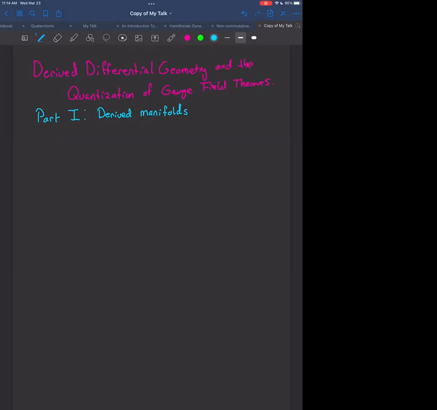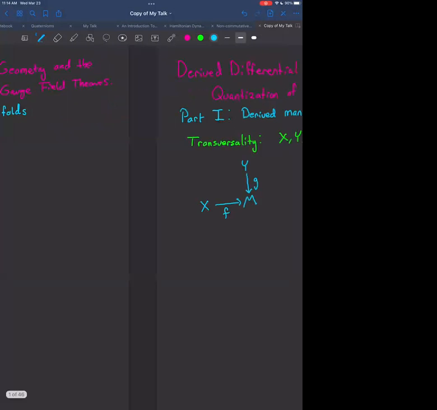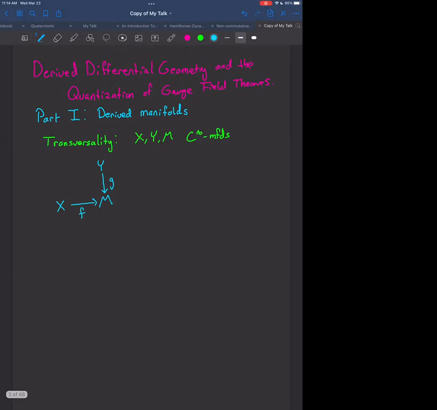So this talk will be in two parts. The first part, I'm going to tell you a bit about what derived differential geometry is, and then I'm going to talk about its relationship to the quantization of field theories. So at the heart of derived manifolds, the motivation for them comes out of transversality.